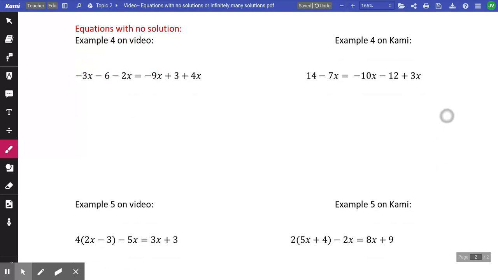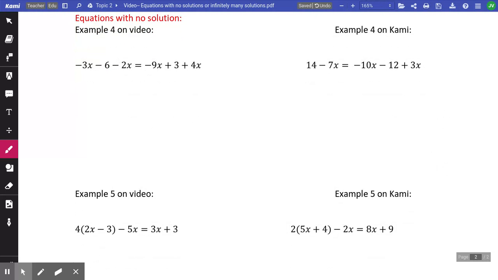Okay, the next example is an example of an equation that has no solution. Again, we are going to try to combine like terms. Let's see what we can do here. -3x, -2x, they can be combined because they are like terms. So I get -5x from there, -6 equals. I can also combine this -9x and +4x, and I get -5x from there because -9x plus 4x is -5x.